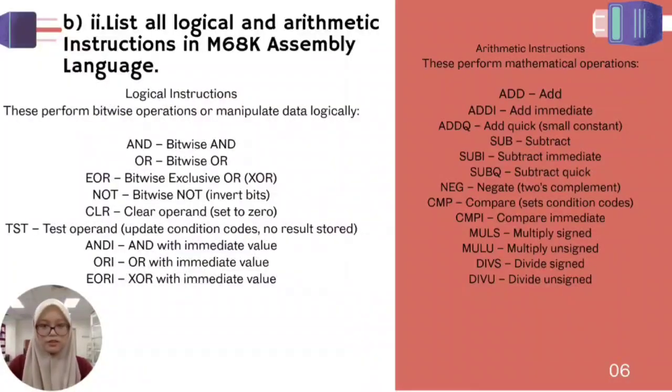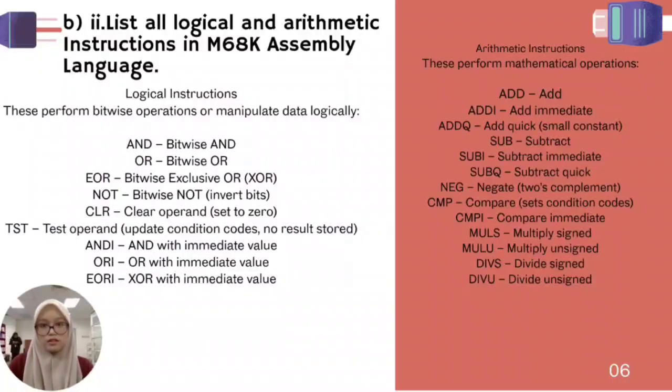Next, we have arithmetic instructions, which perform mathematical operations such as addition, subtraction, multiplication, and division. First is ADD, which adds two operands. Second is ADDI, which adds an immediate value. Third is ADDQ, which adds quick, used for adding a small constant. Fourth is SUB, SUBI, and SUBQ, which perform subtraction, with SUBI and SUBQ being the immediate and quick versions.